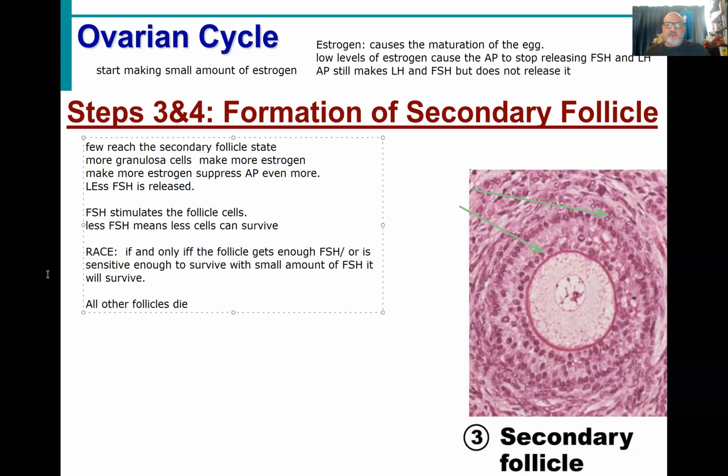So remember, once we reach this secondary follicle stage, the race is on. You have to get enough follicle stimulating hormone. You have to be sensitive enough to follicle stimulating hormone. Well, only a little bit is enough to keep you growing. If you can't get enough follicle stimulating hormone to keep you going, then that follicle dies. And so of the handful that start the secondary follicle stage, only one reaches maturity.